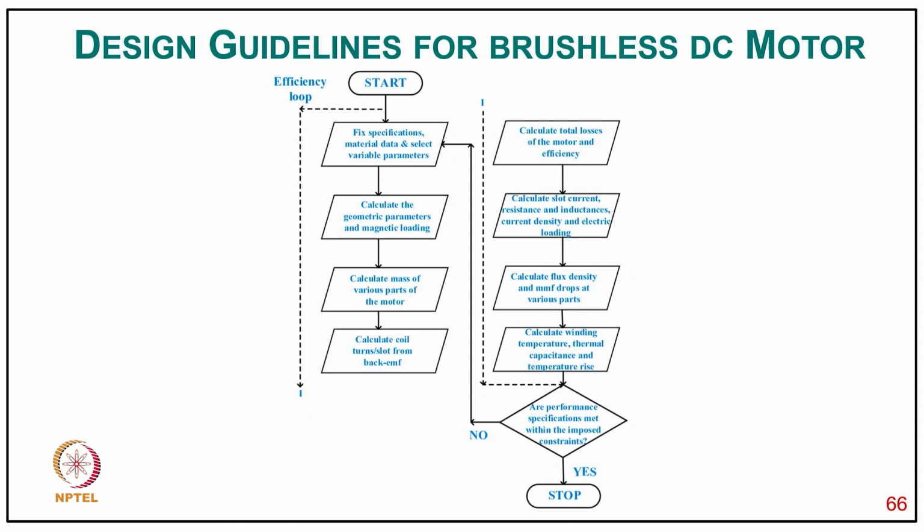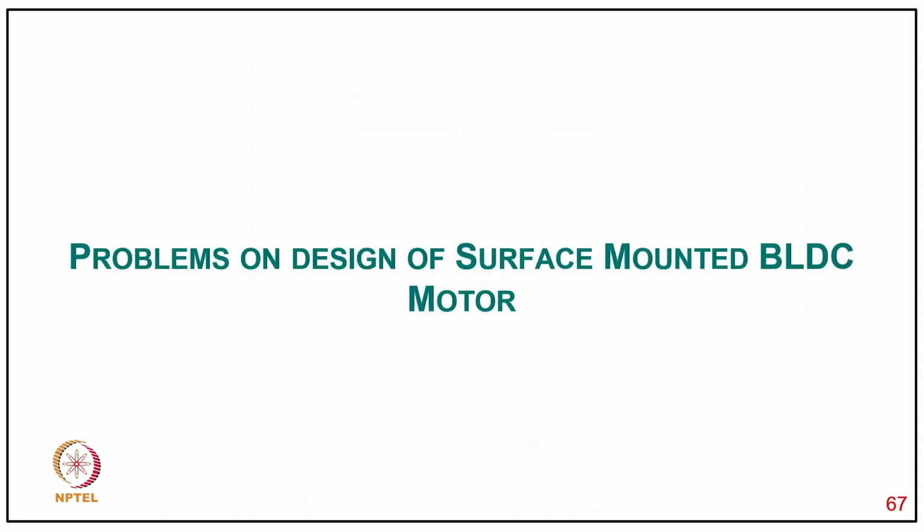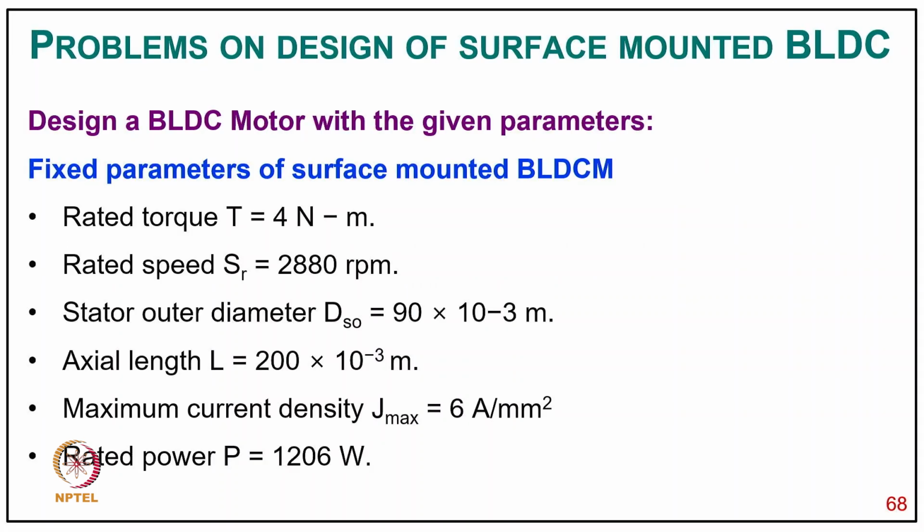Then you go to calculate the slot current, resistance, inductance, current density and the electric loading, and calculate the flux density and MMF drop at various parts. Then calculate the winding temperature, thermal capacitance and temperature. Is the performance satisfactory? If no, you have to repeat in the same way. If yes, then stop.